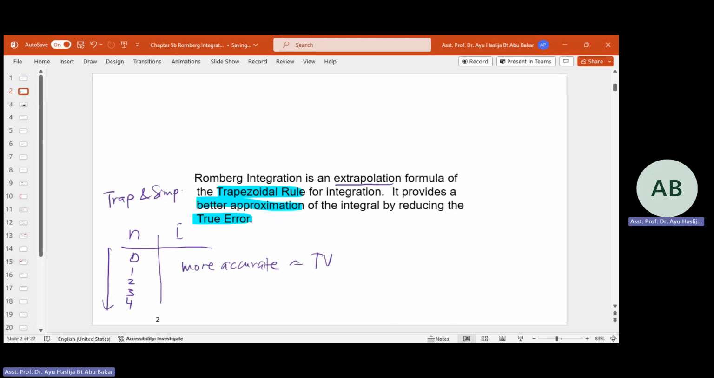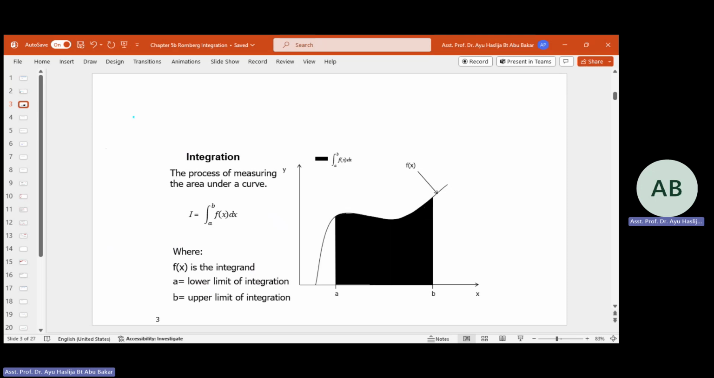In Simpson's and trapezoid, we do one-time integration. We use either trapezoid or Simpson, they have their own specific equation. So one-time integration. For Romberg, we do second level and third level integration, but we only use the Romberg equation. Okay, I go slide by slide. I explain the definition and the concept first before we go for examples.